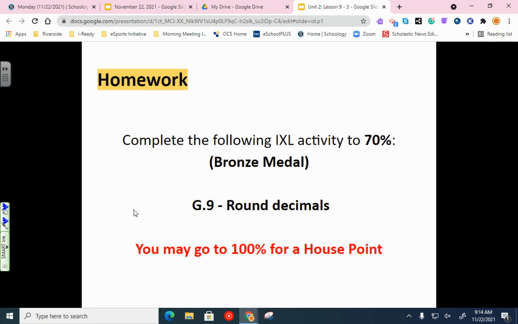is G9. It's round decimals. It's the typical same thing, 70% to complete your lesson plan, 100% for a house point. So contact me if you have any information or any questions, and I'll try to help you out best I can.